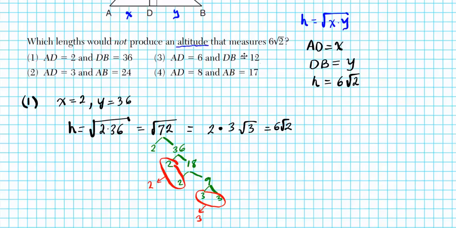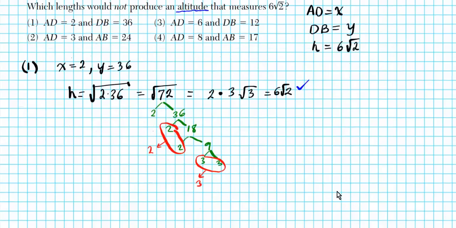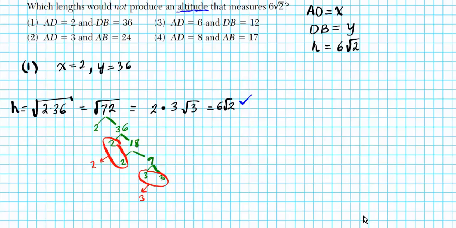Is that the expected altitude? The answer is yes, so this checks. Remember, we're looking for the altitude that does not produce 6 root 2. Okay, now let's go ahead and test option number 2. We move this work to the left. Now for option 2, we are going to see if our X and Y measures satisfy the altitude rule.